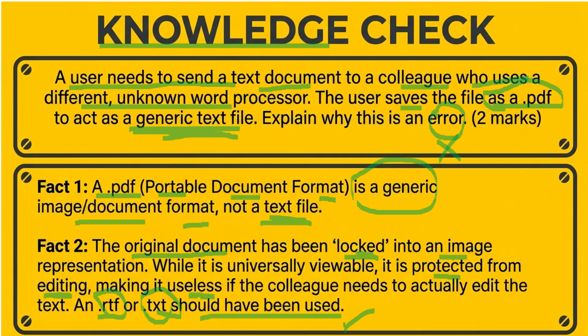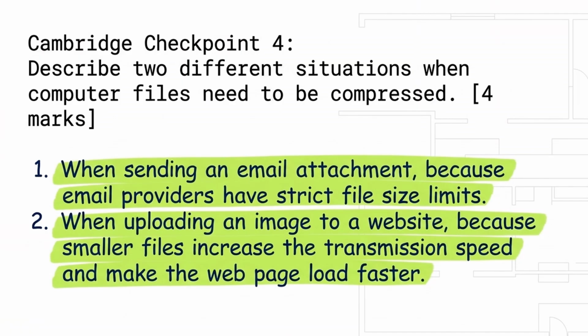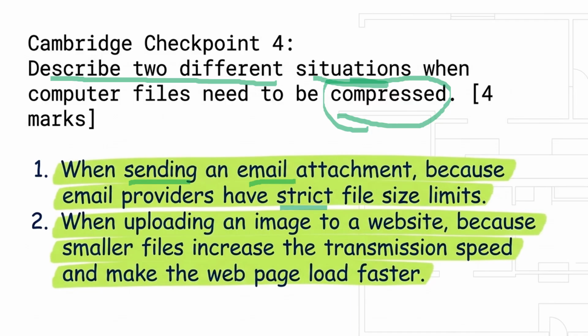And another question. Describe 2 different situations when computer files need to be compressed. 1, when sending an email attachment, because email providers have strict file size limits. 2, when uploading an image to a website, because smaller files increase the transmission speed and make the web page load faster.